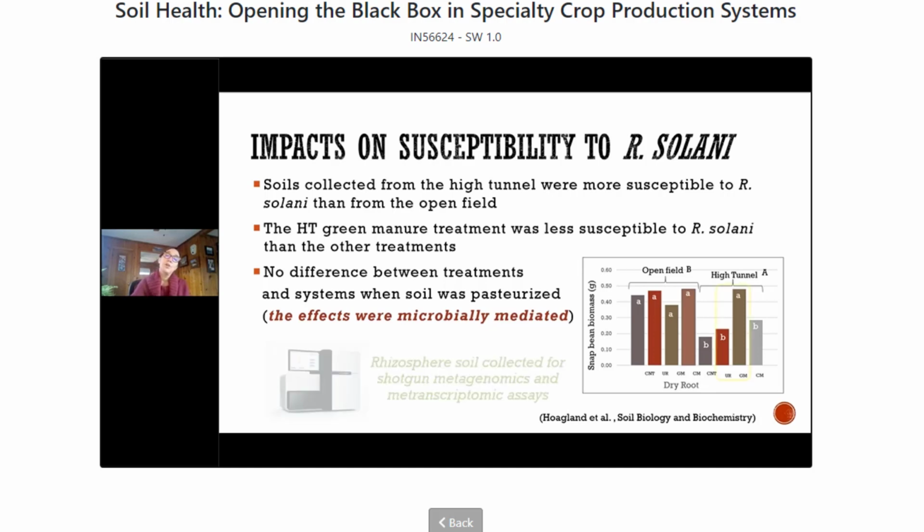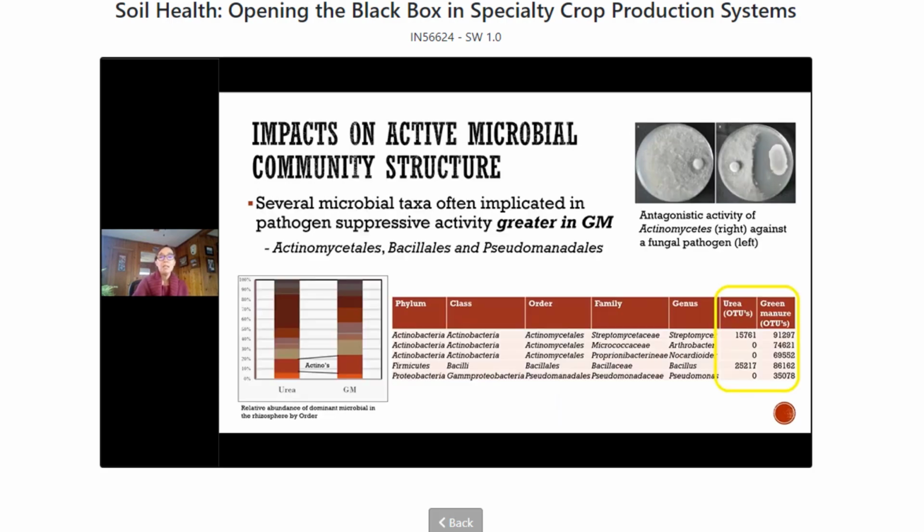And so we wanted to know more about what was happening with the microbial community. Had we potentially shifted the microbial communities in these two treatments, and was that playing a role in this biological control in the case of green manure, or susceptibility in the case of the urea treatment? So we collected the DNA, and we did some sequencing. This is the results of some of those studies.